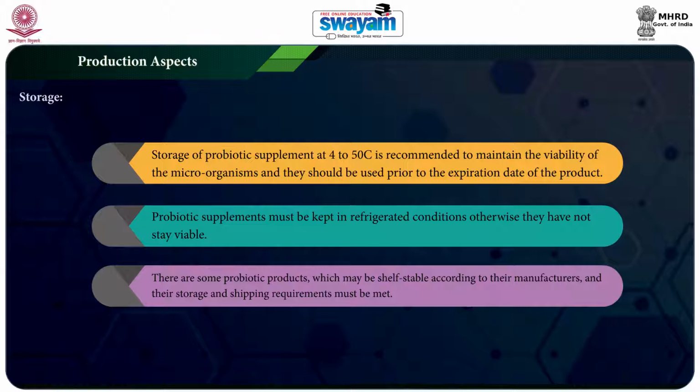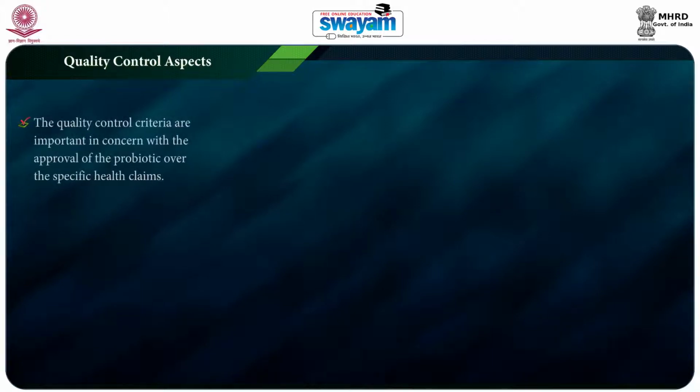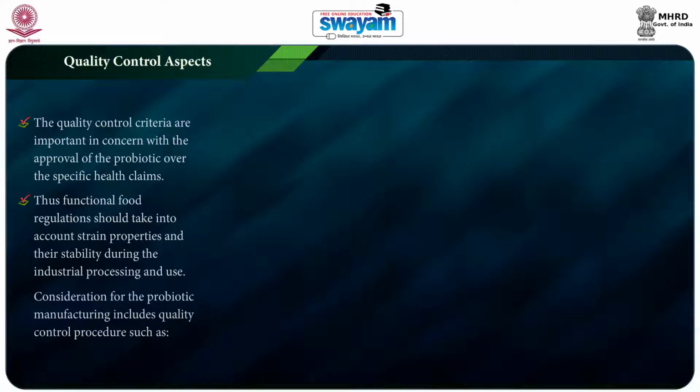must be met. Friends, the last aspect in quality assurance is the quality control aspect. The quality control criteria are important in concern with the approval of probiotics over the specific health claims. Thus, functional food regulations should take into account strain properties and their stability during industrial processing and use.